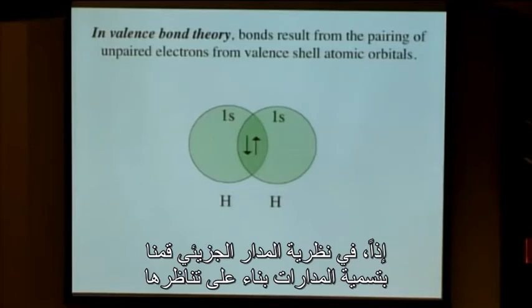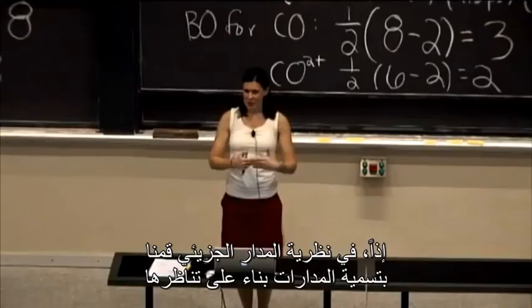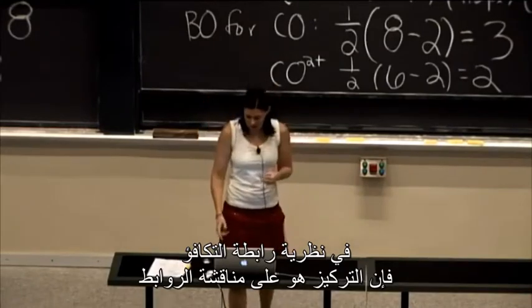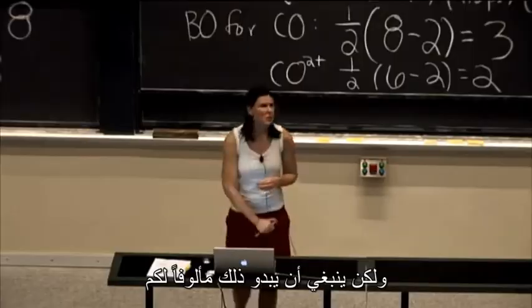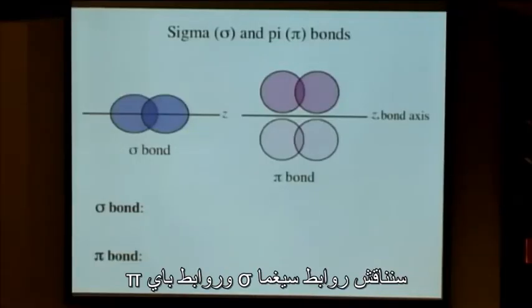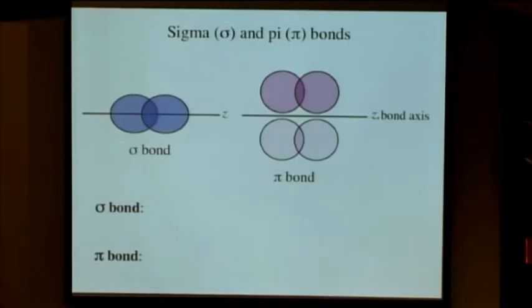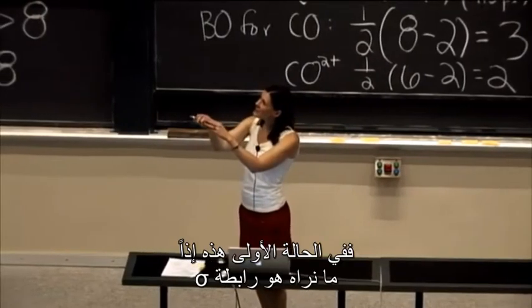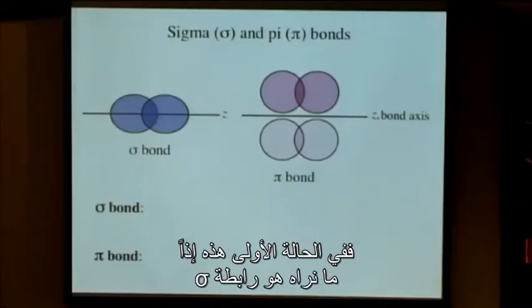So in molecular orbital theory, we named orbitals based on their symmetry. In valence bond theory, the focus is on discussing the bonds, but it should look very familiar to you because there are 2 types of bonds that we want to discuss here. We want to discuss sigma bonds and pi bonds. So this is very similar to what we saw in terms of sigma orbitals and pi orbitals. In this first case here, what we're seeing is a sigma bond.